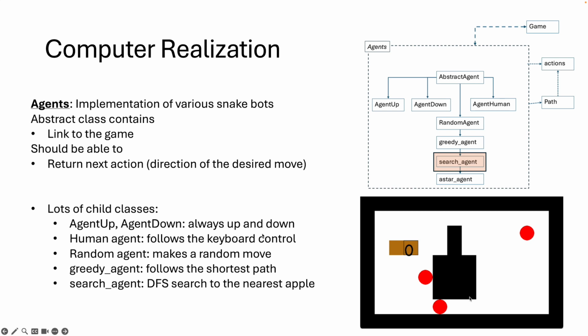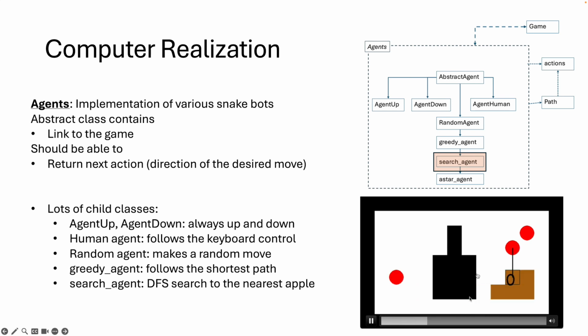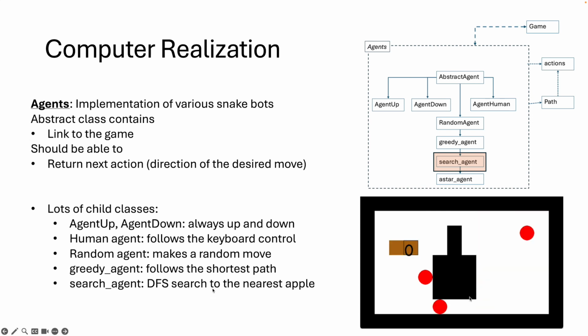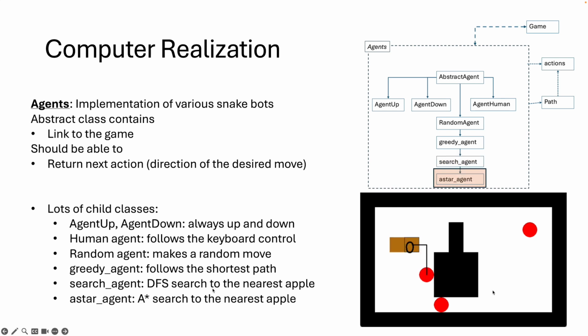The next one is search agent. Now it hunts for the nearest apple, but planning all the way to this apple beforehand using the depth-first search algorithm. And the final agent that we have is A-star agent, which searches again for the shortest path to the nearby apple, but using the A-star algorithm.